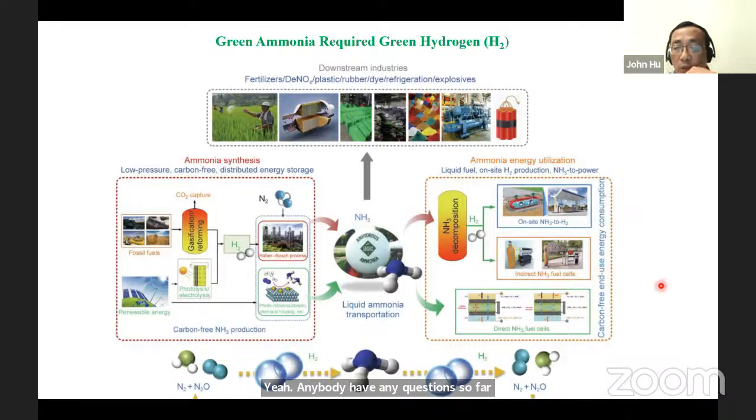And ammonia is a liquid. Okay, so you look at this yellow tank, and inside the tank it is actually liquid ammonia. I think one of the speakers today mentioned that ammonia is a hydrogen carrier and an energy carrier, because it can be transported as a liquid using pipeline, using truck, and by all means of transport.